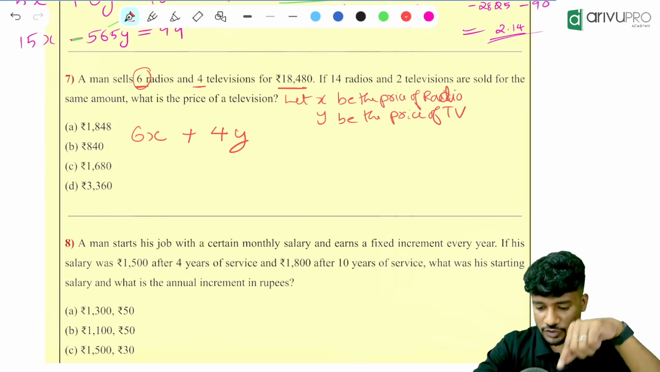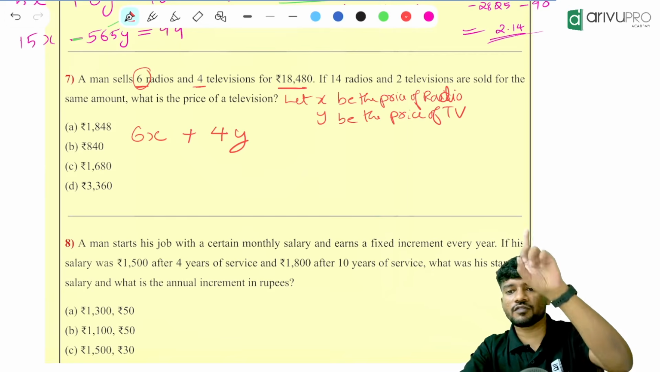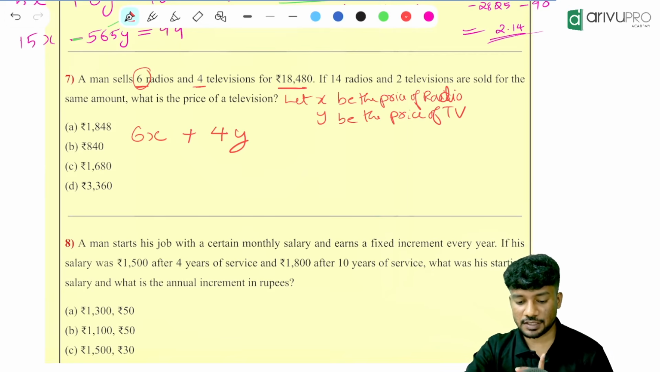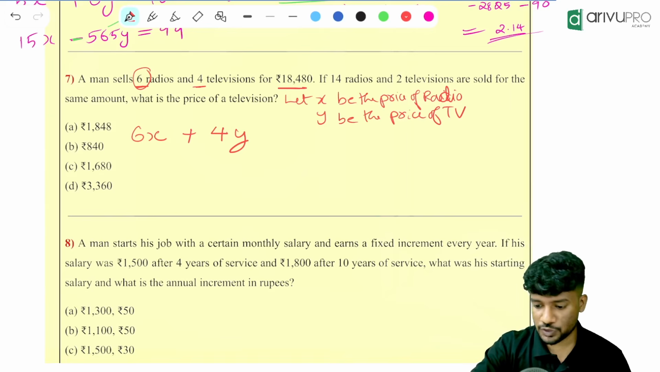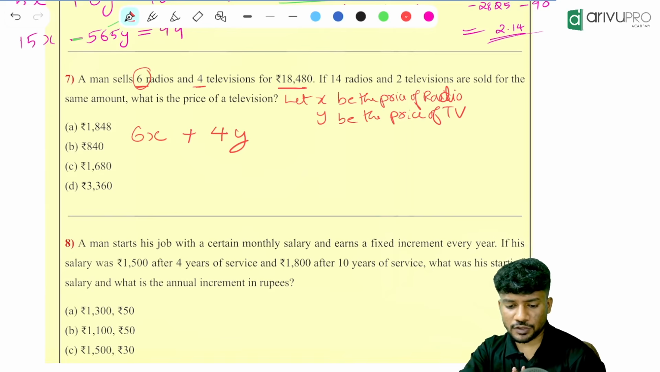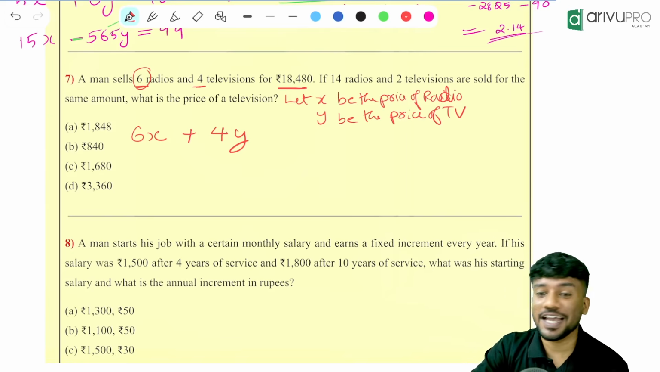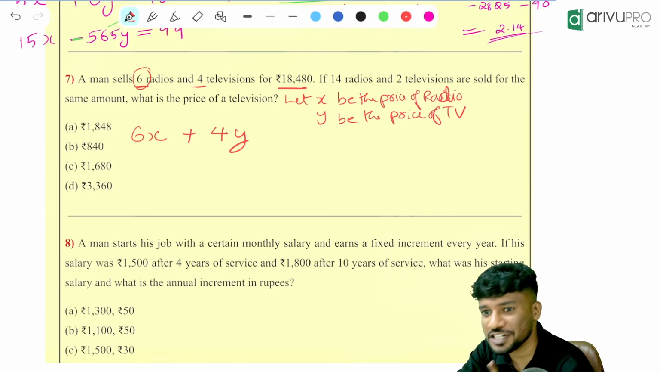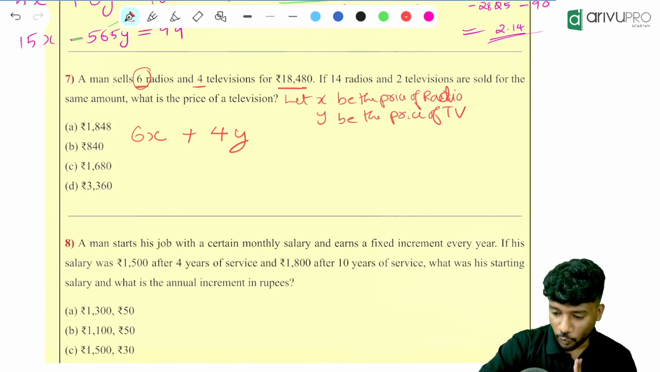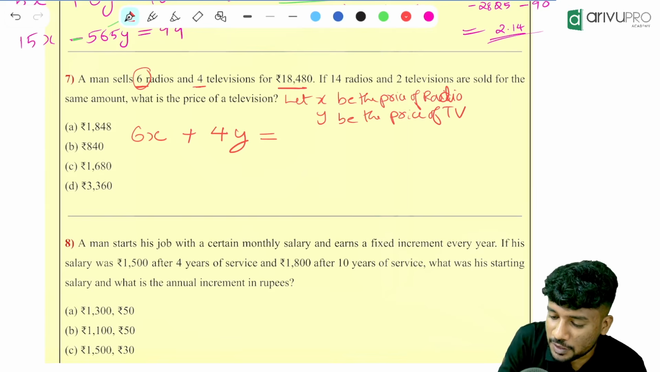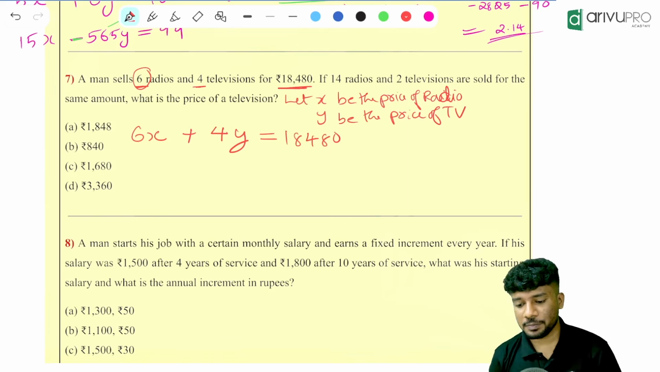Similar to that, 6 radios are there and the cost of one radio is x. Then 6x is the total cost of radios. Then 4 televisions are there, and what is the price of a single television? y. That is 4y, which is equal to how much as per the question? 18,480.